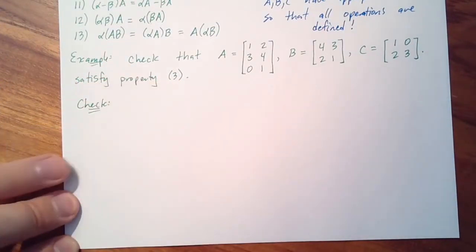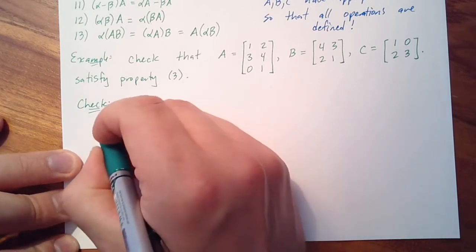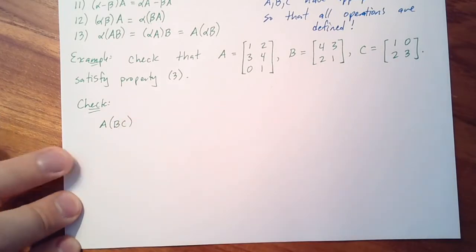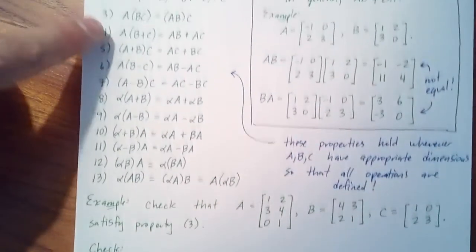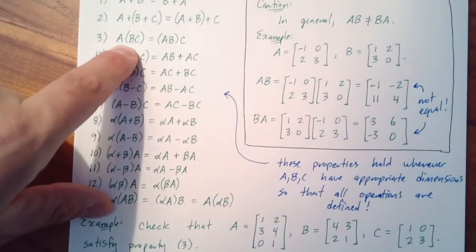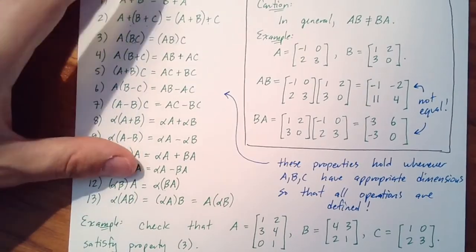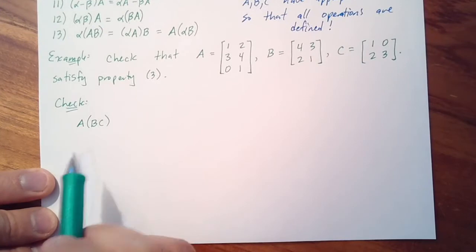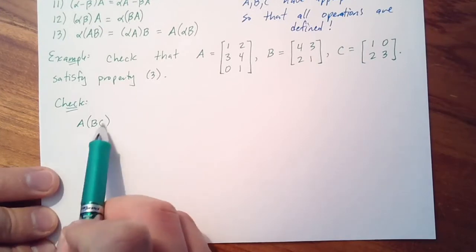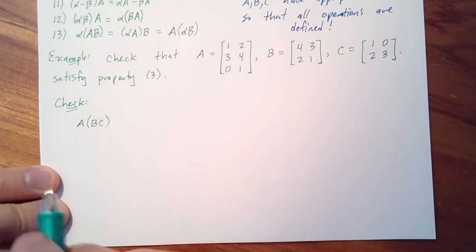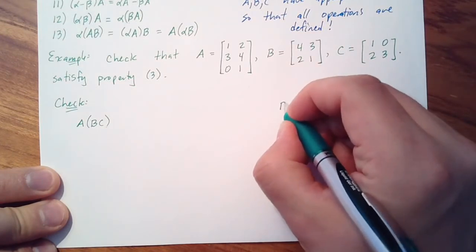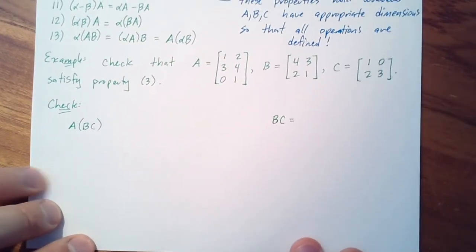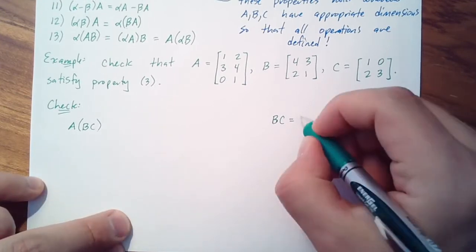Okay, let's start by working out the left-hand side. So let's work out what A times the product of B and C would be. I'm just writing down the left-hand side of the equation listed in property 3, and we're going to carefully work it out. And then we're going to do the same thing for the right-hand side. The brackets say that we're going to multiply B and C first. So I'm going to zip over here to the other area of my page and do that calculation separately. Let's multiply B and C.